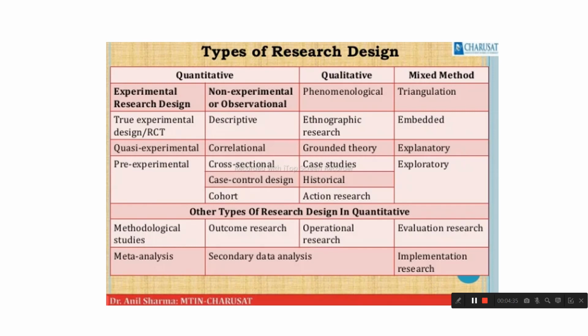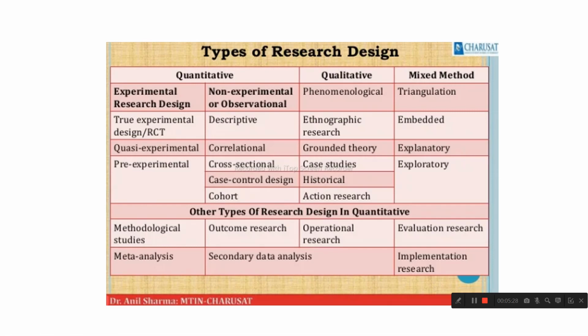For experimental, we have true experimental design, quasi-experimental, and pre-experimental. Usually this is used for product development. And for non-experimental or observational, which I think most of the project development of the Masters in Public Management falls under: quantitative, non-experimental, or observational. And it always falls on the descriptive. Another subtype is the correlational, cross-sectional, case control design, and the cohort. But usually, most of the project development falls in quantitative descriptive.